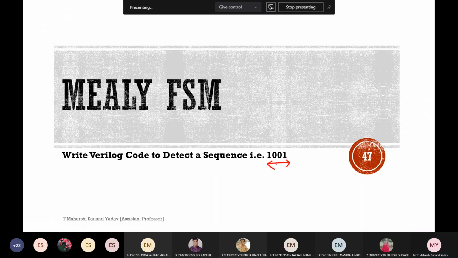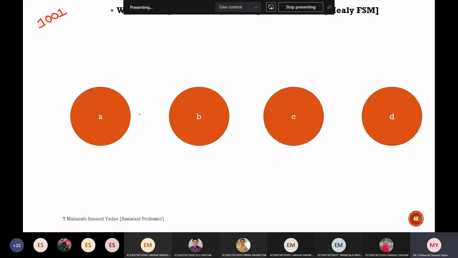1001. 1 by 0. When input is equal to 1, it will go to the next state. So here you have to write got 1, output 0. When input is equal to 0, same state, so here this will be got 0, output 0.